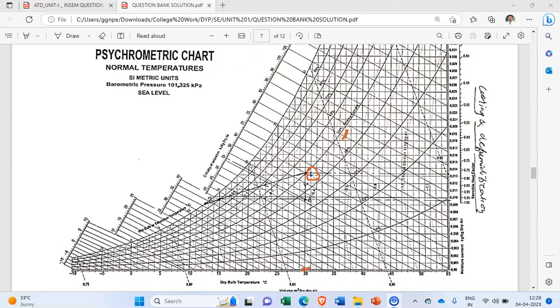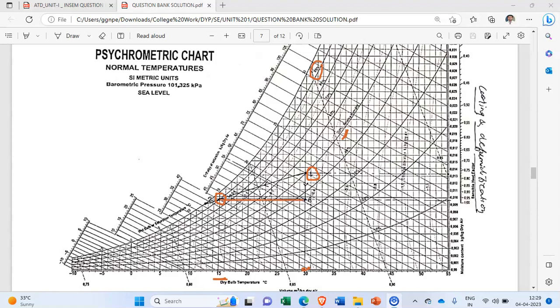Now how to draw point number 2? It is given in the question that at the exit the temperature is 15 degrees Celsius and relative humidity is 90%. This is the 90% curve, and wherever the 15 degree line and the 90% curve intersect, that point is point number 2. Now from point number 1 I have drawn a vertical line, and from point number 2 I have drawn a horizontal line.